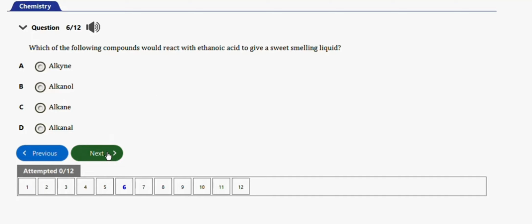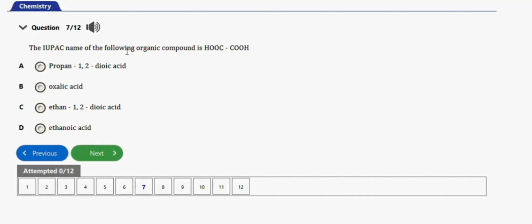The next question, this one, it says the IUPAC name of the following organic compound is. So we have propan-1,2-dioic acid, we have oxalic acid, we have ethane-1,2-dioic acid, we have ethanoic acid. So the right answer would be this option C. If you are naming this compound, this will give you ethane-1,2-dioic acid. So that's the right naming for this compound we have here.